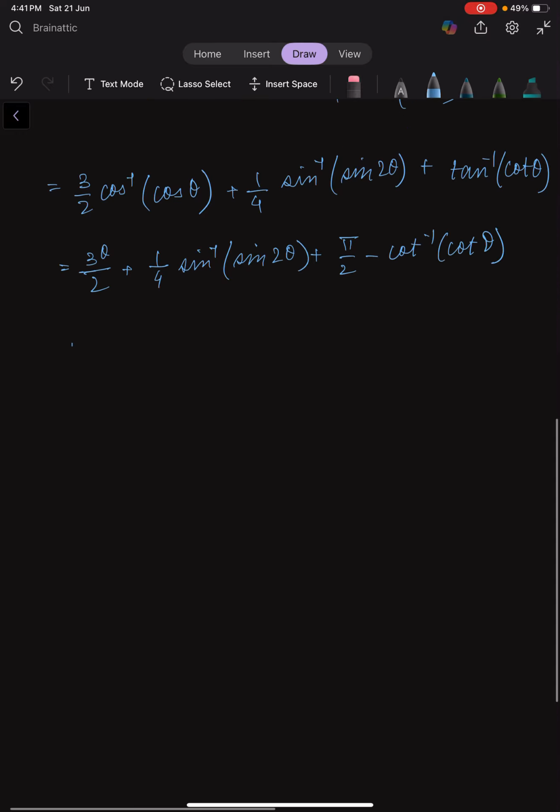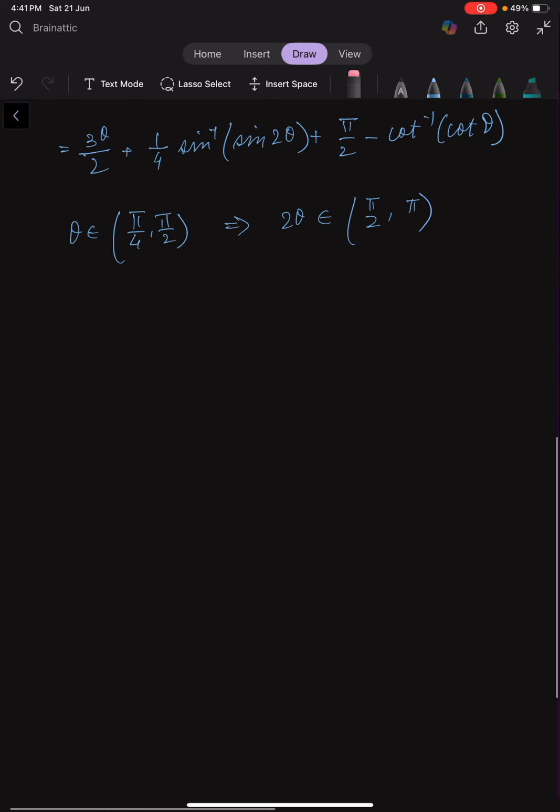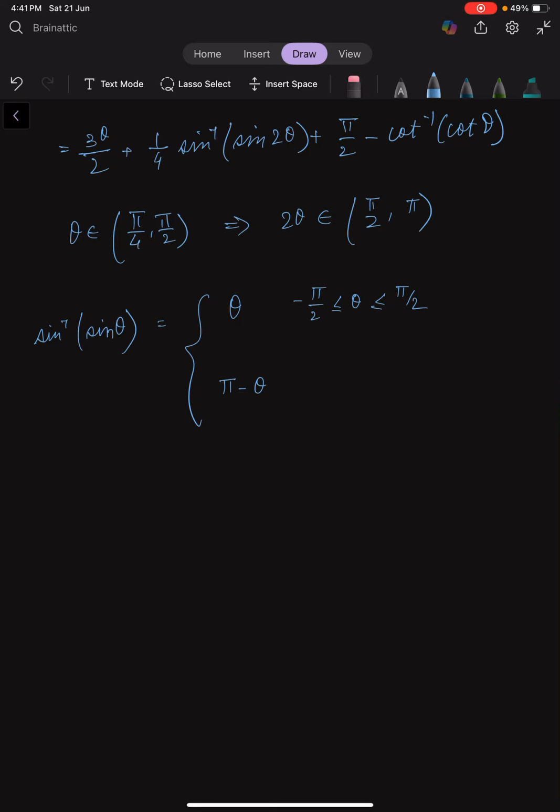One thing to note is that I have said that theta belongs to pi by 4 to pi by 2 because it can only take principal values. This means that 2 theta can belong to pi by 2 to pi. Correct? Now we know that sine inverse sine theta is equal to theta when it is in the range minus pi by 2 to pi by 2, and is pi minus theta when it is in the range pi by 2 to 3 pi by 2.